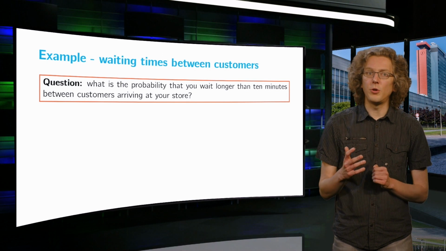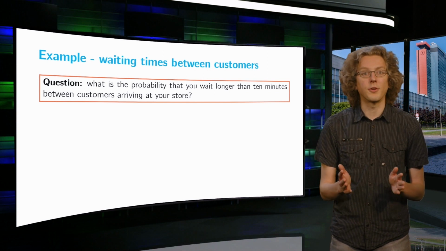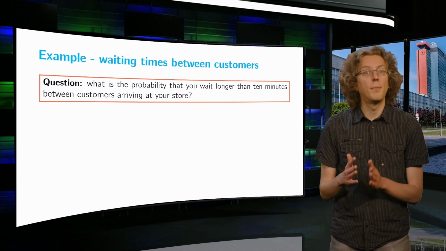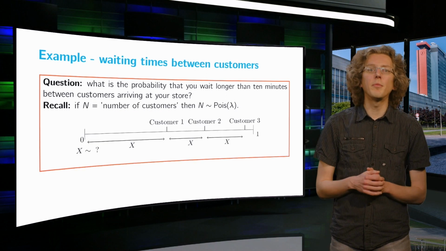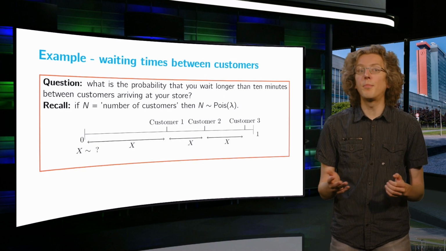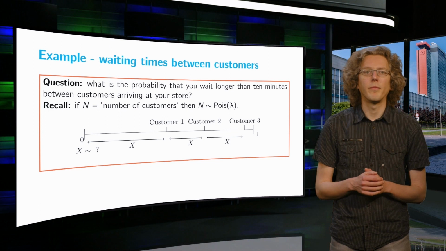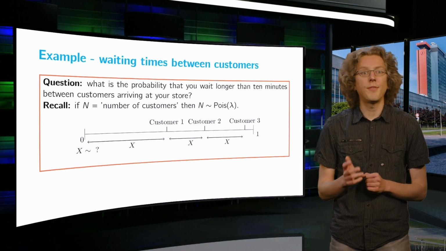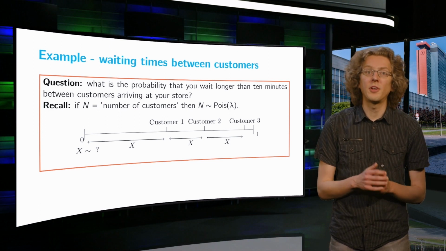From week 2, you probably remember that the number of customers arriving at the store per hour can be modeled by a Poisson distribution with some parameter lambda. In this sketch, we would have n as the number of customers equal to 3.